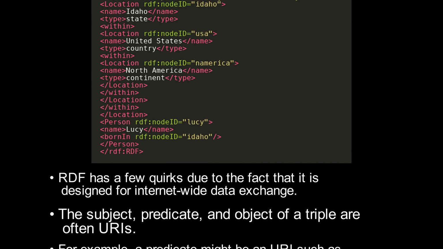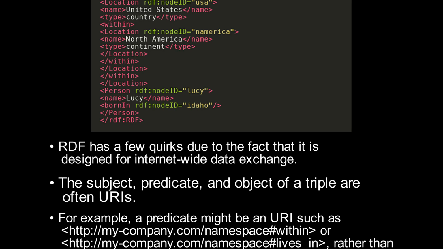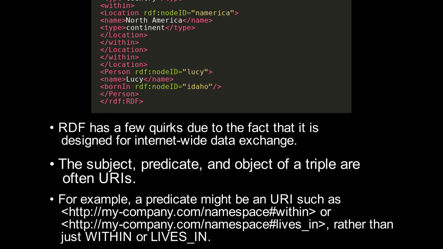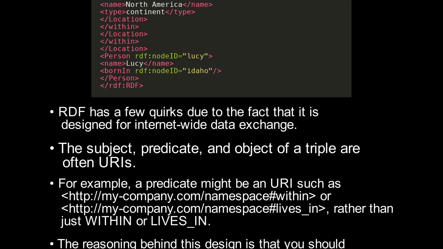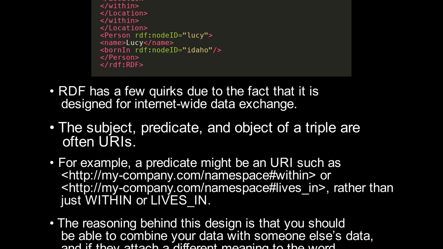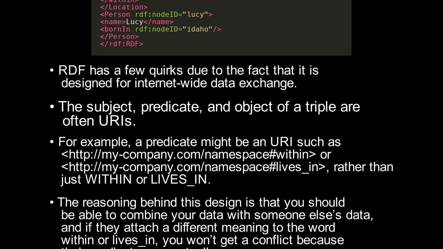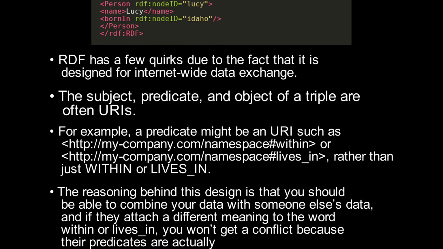RDF has a few quirks due to the fact that it is designed for internet-wide data exchange. The subject, predicate, and object of a triple are often URIs. For example, a predicate might be a URI such as http://my-company.com/namespace#within or http://my-company.com/namespace#lives_in, rather than just within or lives_in.